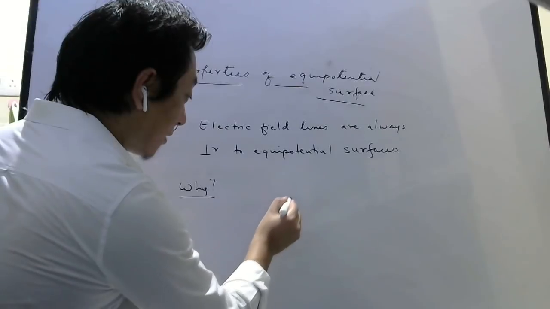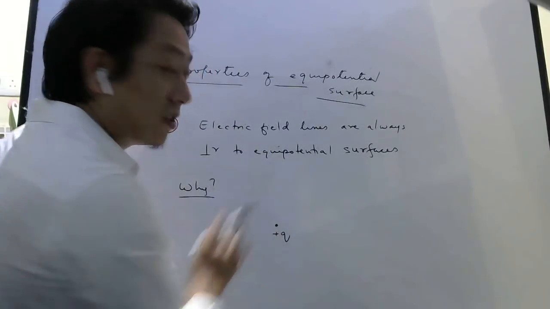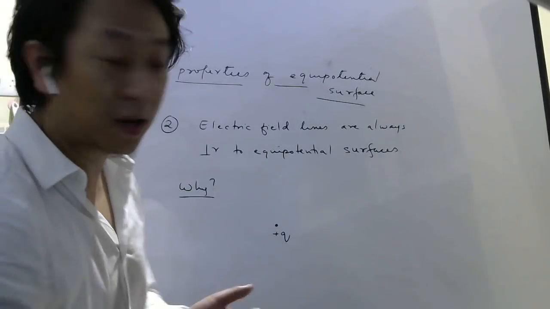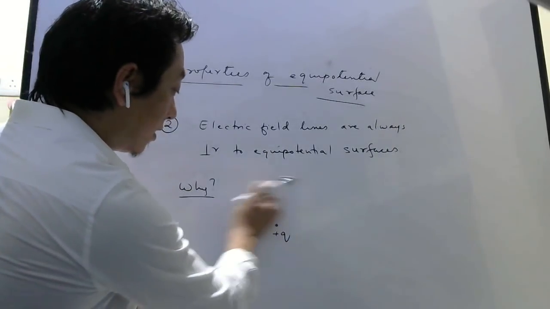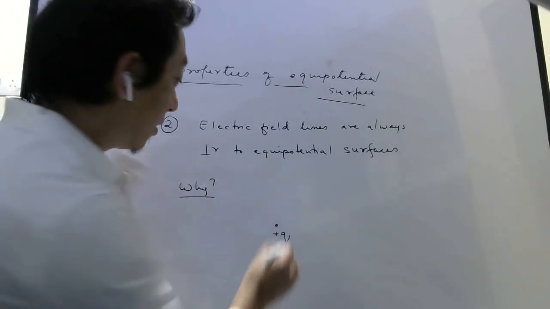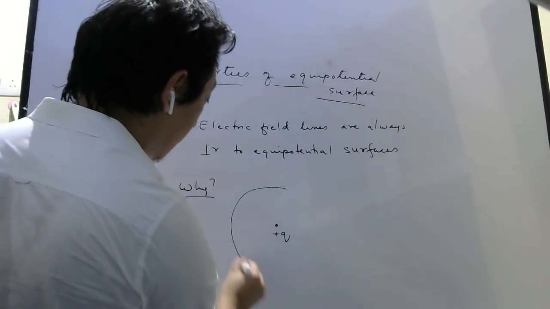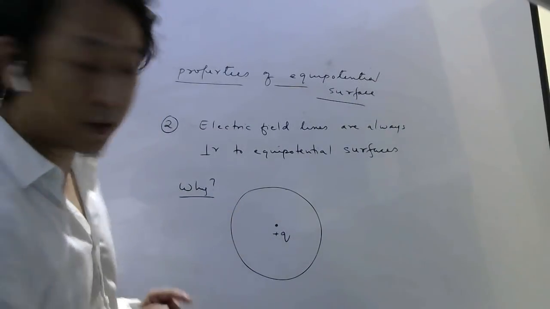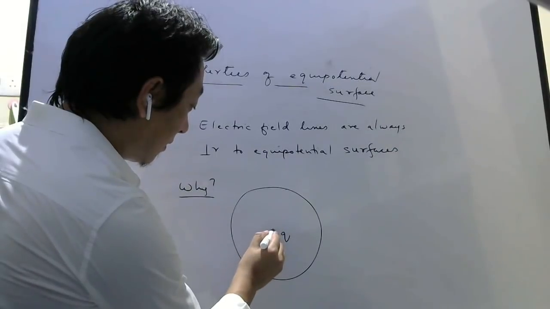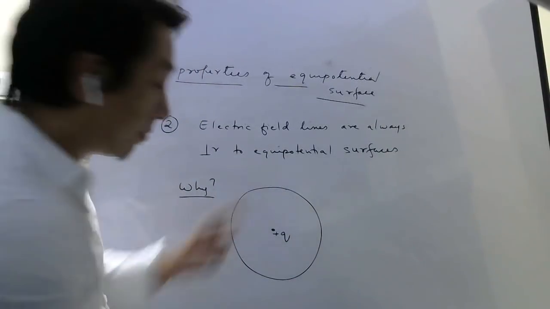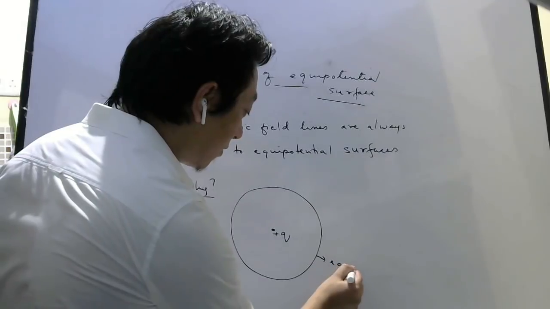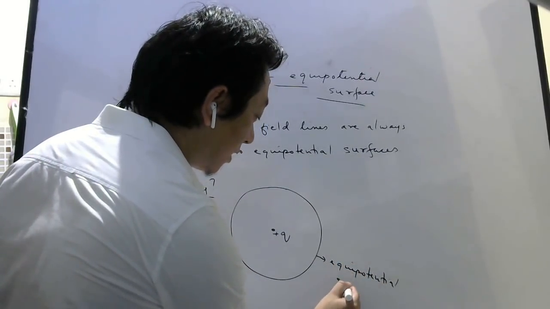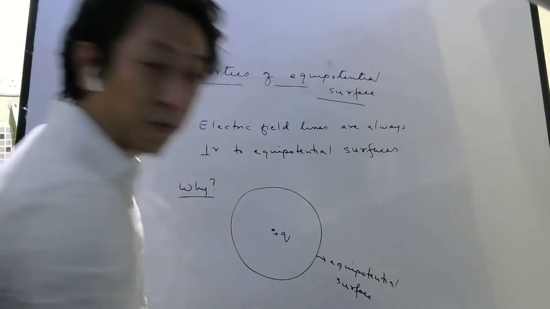Now if you ask at some distance r, what is the potential? 1 by 4 pi epsilon naught q by r. So at the same distance from this charge, potential will be the same. So if you draw a sphere with the charge at the center, potential everywhere will be the same. So this will be your equipotential surface. For a point charge I am taking, equipotential surface.